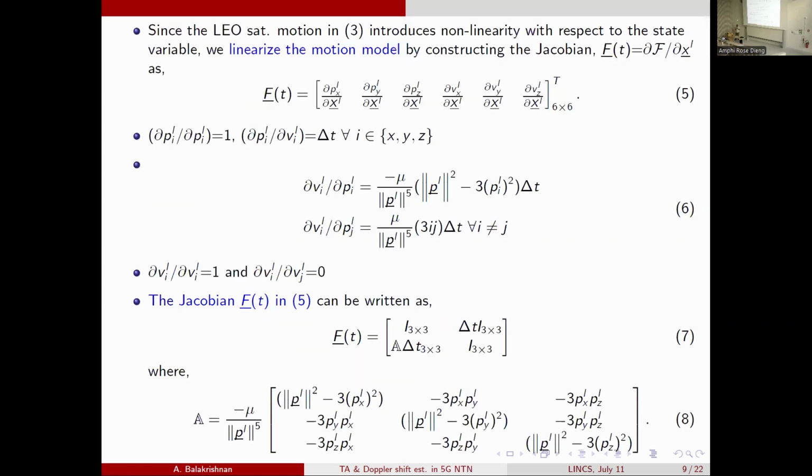So to linearize this non-linearity present in the motion model, we use the Jacobian. We need to form the Jacobian, which is used to linearize the motion model. So the Jacobian is basically the partial differential of each state with respect to all these state variables. And the Jacobian is shown in equation 7, Jacobian matrix.